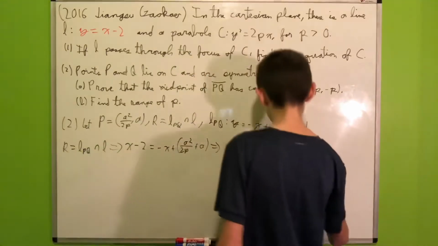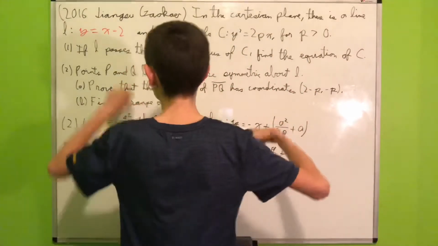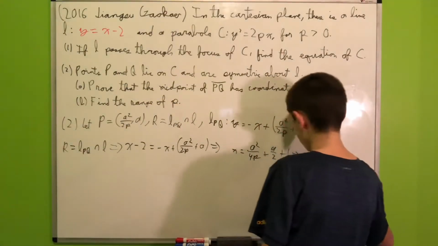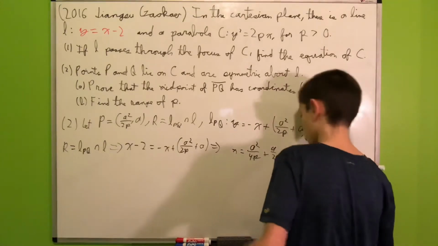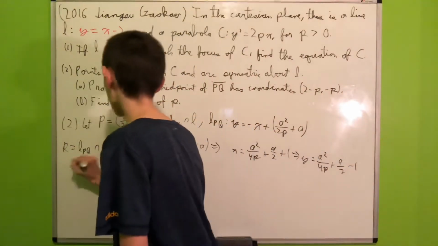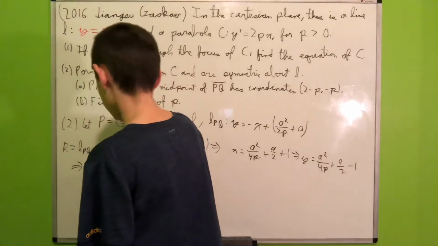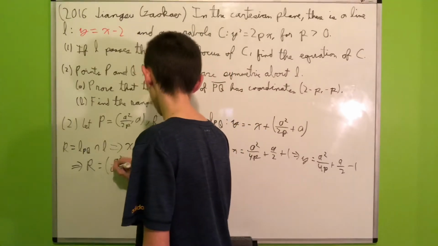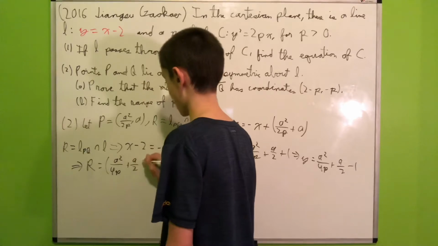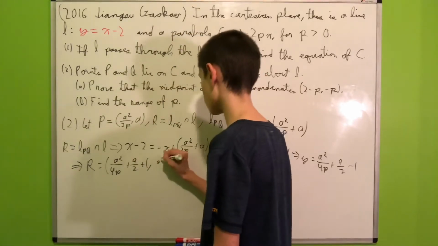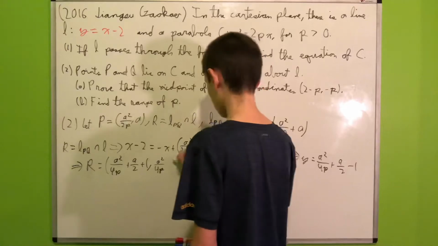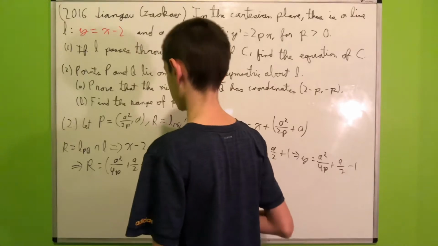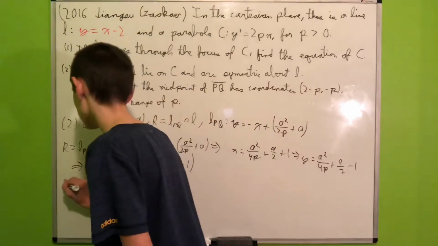And we can figure out our y by subtracting 2 from both sides, meaning that y equals a squared over 4p plus a over 2 plus 1 minus 2, which is minus 1. So overall, R has coordinates a squared over 4p plus a over 2 plus 1, comma, a squared over 4p plus a over 2 minus 1. Good. And now let's find the coordinates of Q.